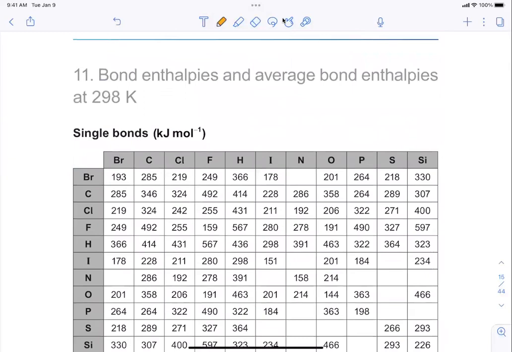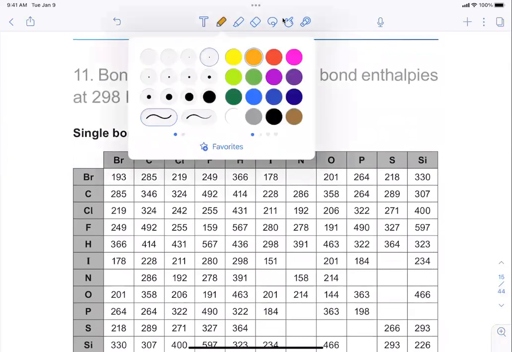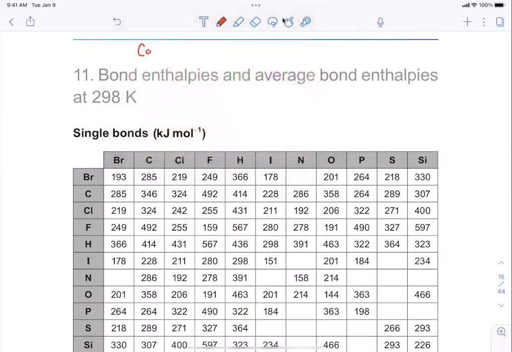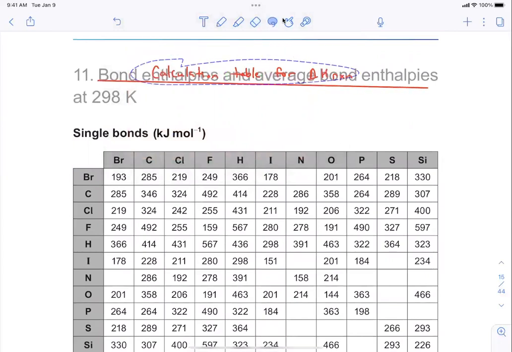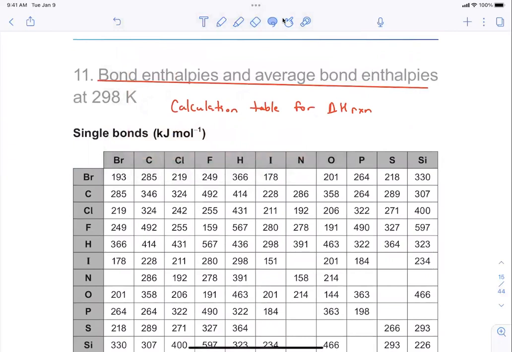Last table for this section. Okay, this is calculation, so HL and SL alike. For delta H of the reaction, this is using bond enthalpies and average bond enthalpies.